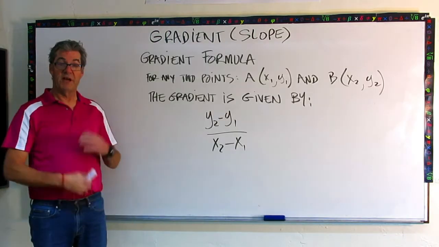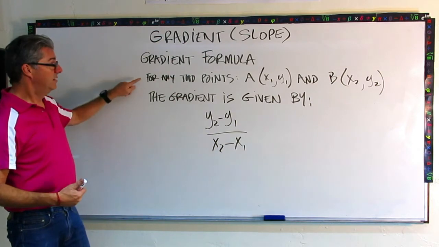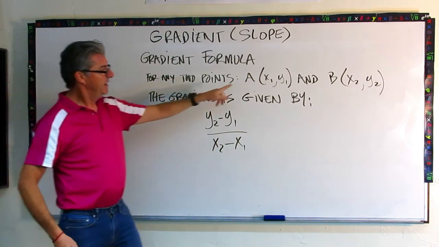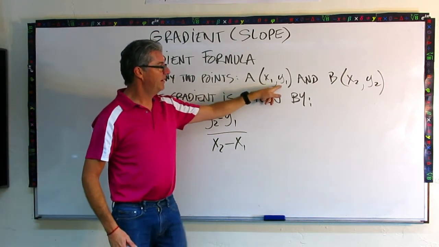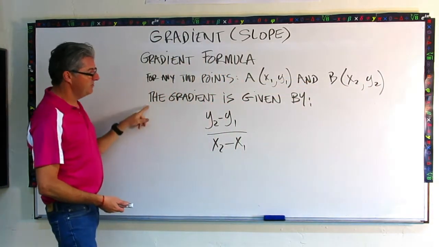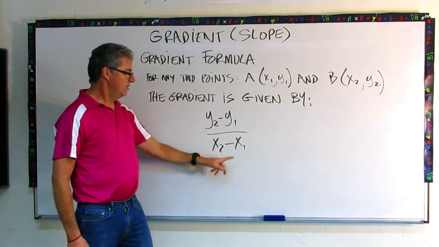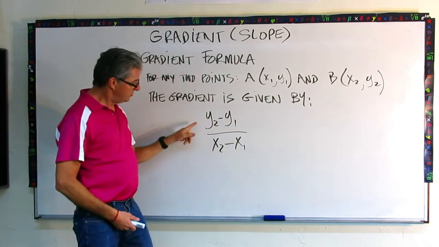Okay? Okay, let's look at the gradient formula. It's pretty straightforward. For any 2 points, A, which would be x1, y1, and B, which would be x2, y2, the slope is given by this equation, y2 minus y1 over x2 minus x1. And check this out.